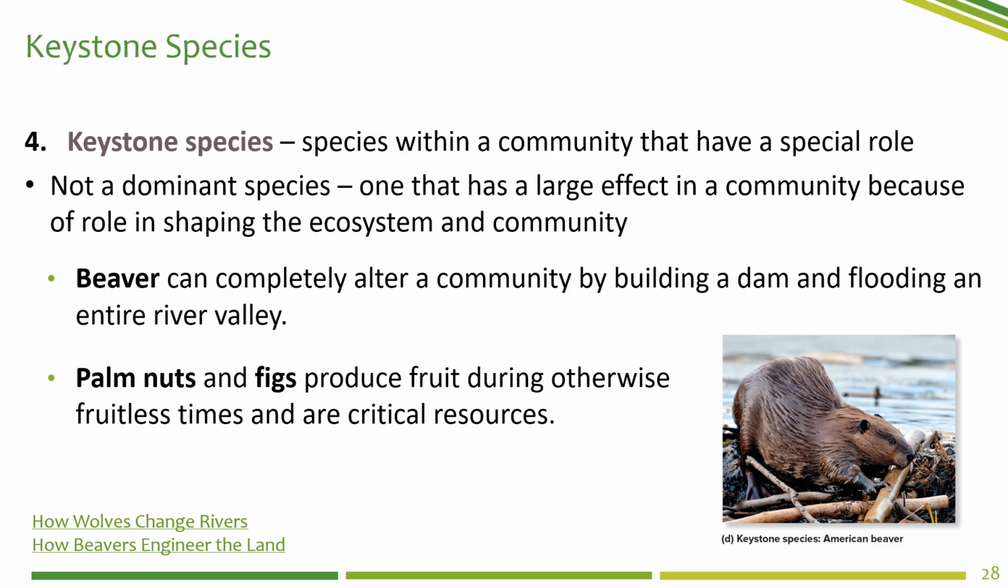But with keystone species, they have an impact that goes past just the food chain that they're in. Keystone species will often have such an important impact that they can actually affect the entire ecosystem. So above community level, they can affect the physical landscape. So a couple of examples here. The first one is not listed.